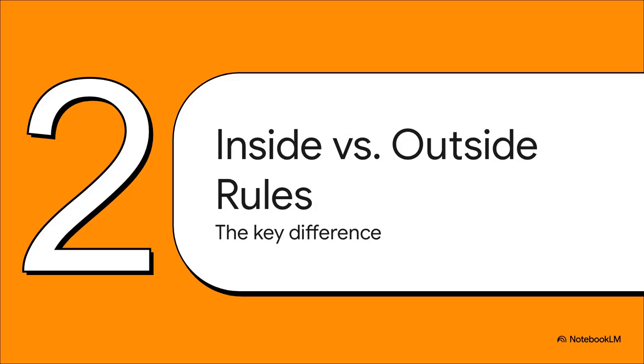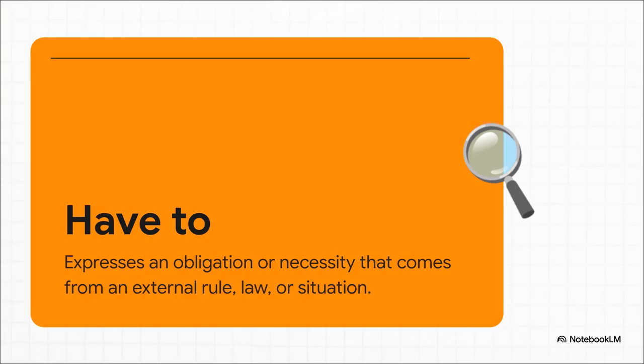All right, so here is the absolute game changer. The big secret is figuring out where the rule is coming from. Is it coming from the outside world, like a law or a rule your boss made? Or is it an inside thing, a feeling, something that you think is really important? Let's just call it inside versus outside rules. This is the key. Let's start with have to.